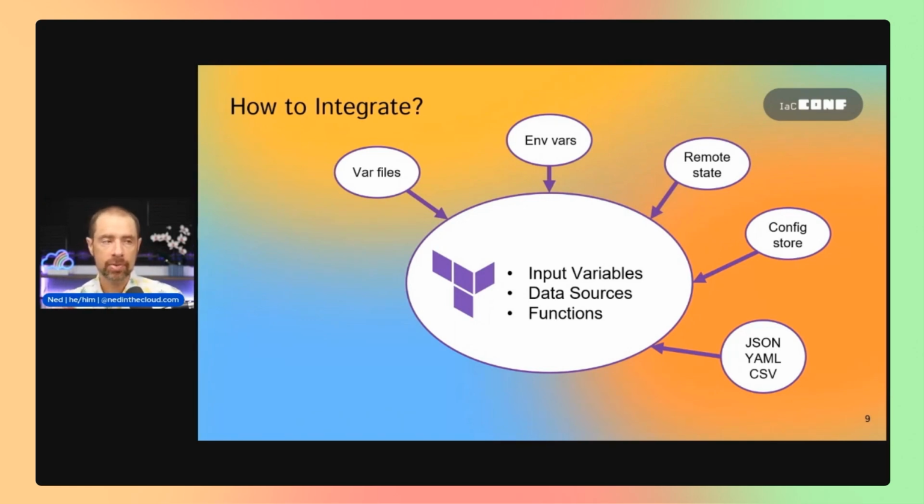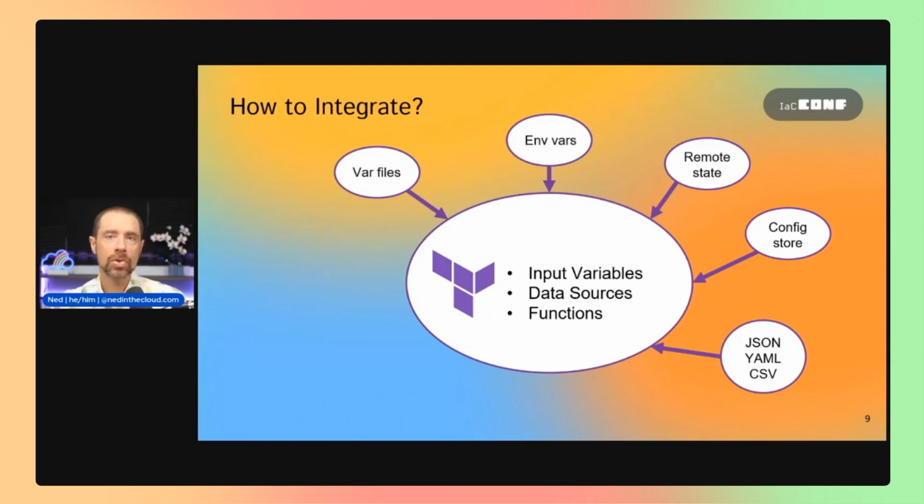Now, given those three input types, what form do the inputs usually take? If you're dealing with input variables, those inputs are generally going to be a variable file, or you're passing it through environment variables. If you're using data sources, you can connect Terraform to other Terraform configurations by using the remote state data source. Some people don't like that, and I think there's a healthy argument to be had there, but regardless, that is an option.